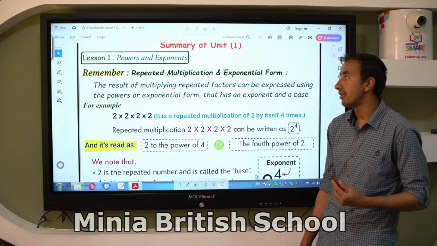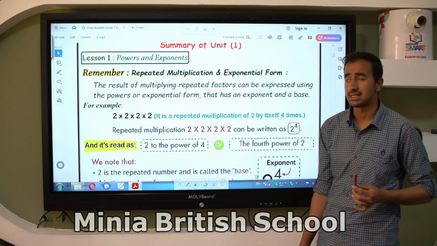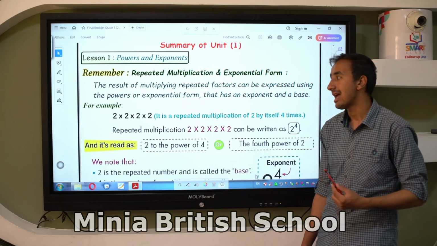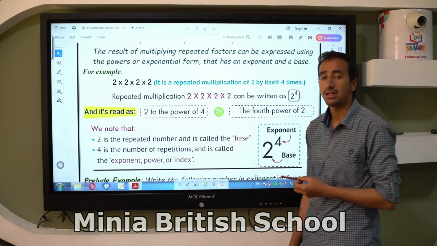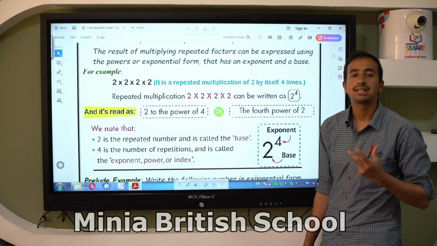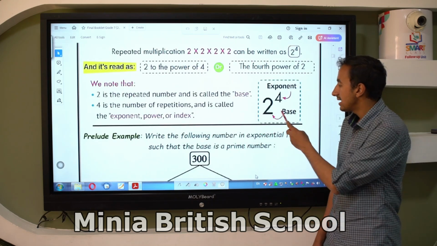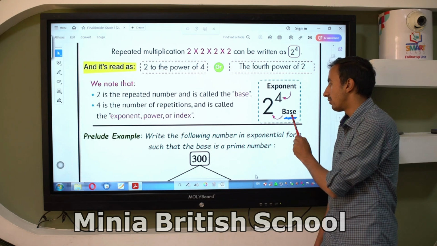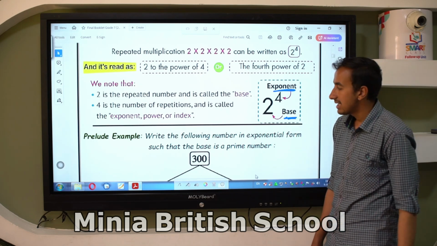We know that repeated multiplication means exponential form. Repeated multiplication, I can replace it with an exponent. So we have 2 times 2 times 2 times 2, which means 2 power 4. 2 power 4 is called exponential form. Here the number 2 is the base, but the number 4 is the exponent.